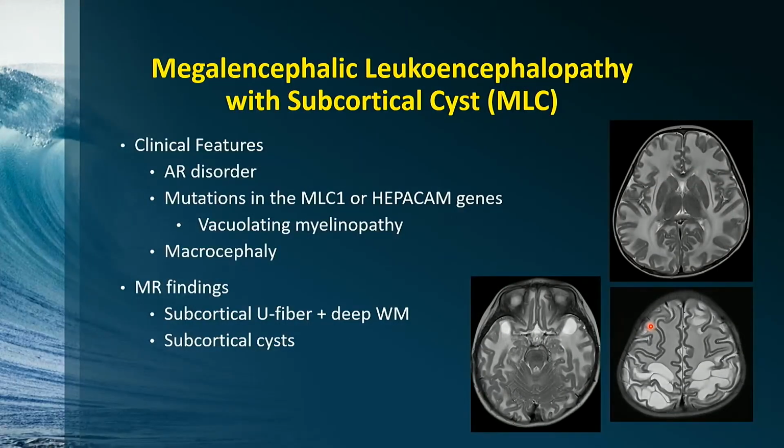Another leukodystrophy presenting with macrocephaly is megalencephalic leukoencephalopathy with subcortical cysts. It's a very long name, but we shortly call it MLC. It is also an autosomal recessive disorder with MLC1 gene mutations. We can see diffuse white matter signal abnormality, and typically subcortical cysts in the temporal or parietal white matter.